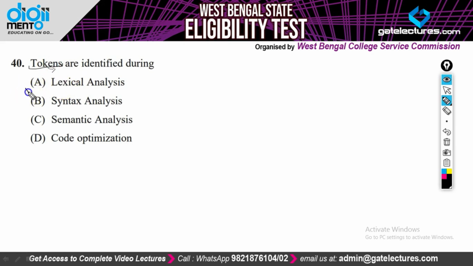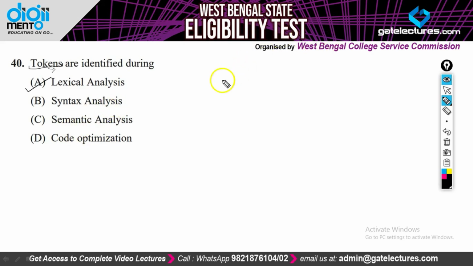So lexical phase. In syntax phase, we check for the syntax using grammars. Then we have semantic. In this, we make the parse tree and then check the semantics. Code optimization is totally different. This we use three address code and all these things.